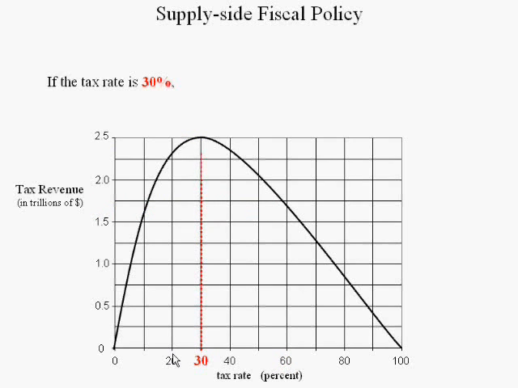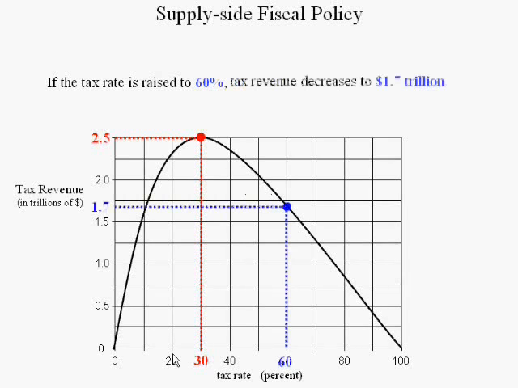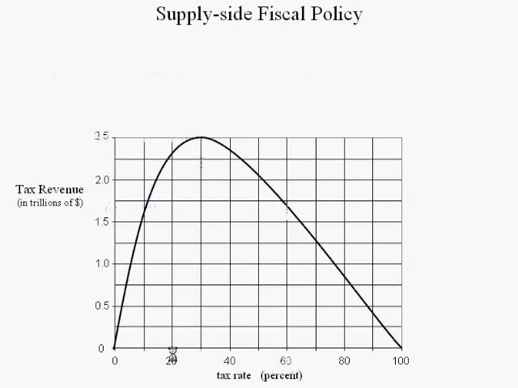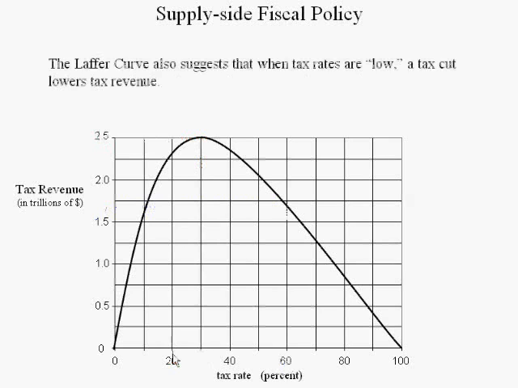Now if the tax rate is 30%, the tax revenue again is 2.5 trillion. If the tax rate is raised to 60% because a politician says we need to raise the tax rate to raise revenue, what's going to end up happening is revenues fall to 1.7 trillion. So a tax rate increase in this model results in a loss of nearly $1 trillion in government revenue.